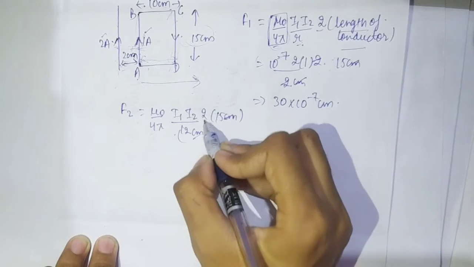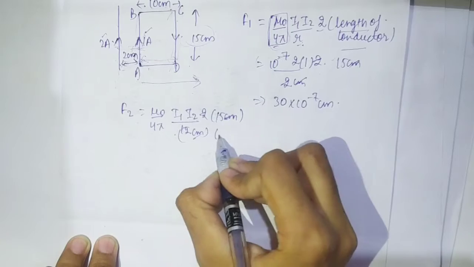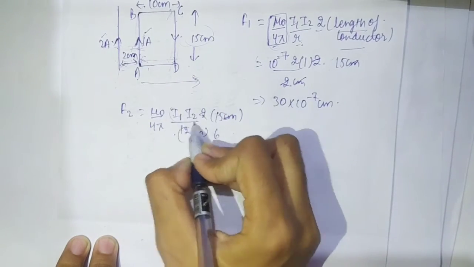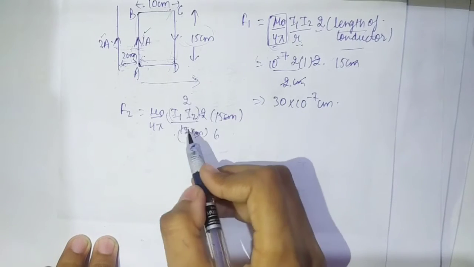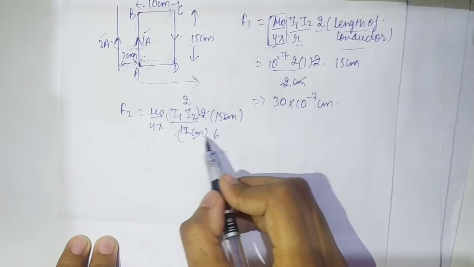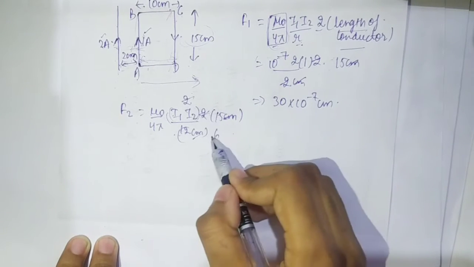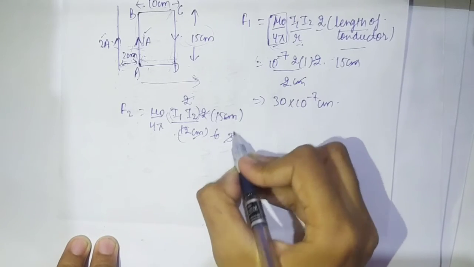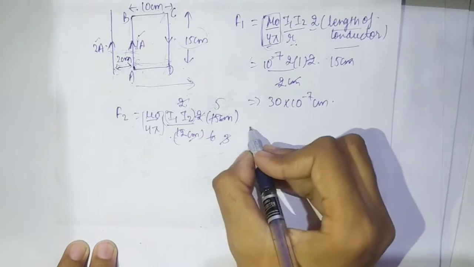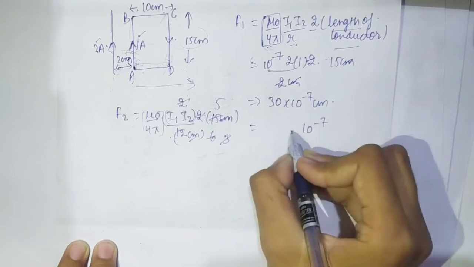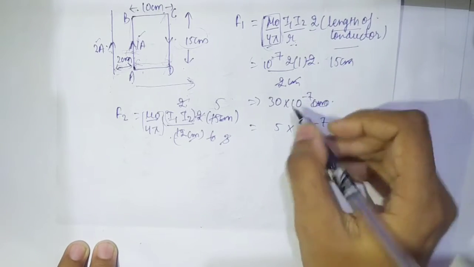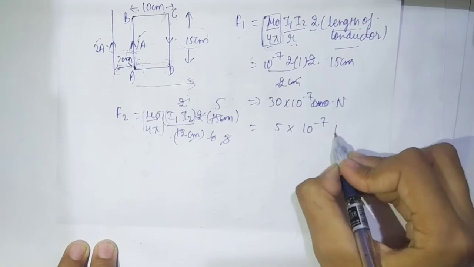So centimeter cancelled. I1 and I2 are 2 into 1, so we get 2. Then 2 and 12 we cancelled, we got 6, and now 2 and 6 again cancelled, it is 3, and 15 cancelled, it is 5. The value of mu naught divided by 4 pi is 10 to the power minus 7, and after solving all these we have got 5 into 10 to the power minus 7, and the unit of force is Newton.